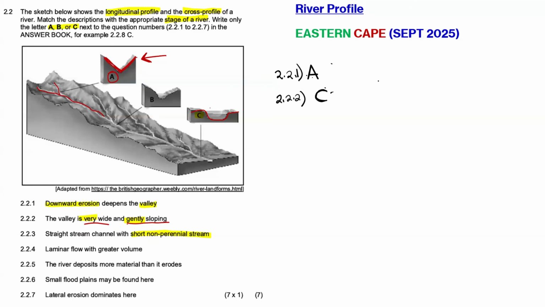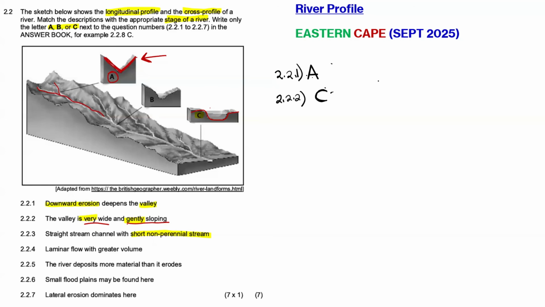Yes, sir. I think it's A, sir. Why? I think it's A because there's meandering in B and C. So if it's talking about straight, sir, I'm thinking of A.